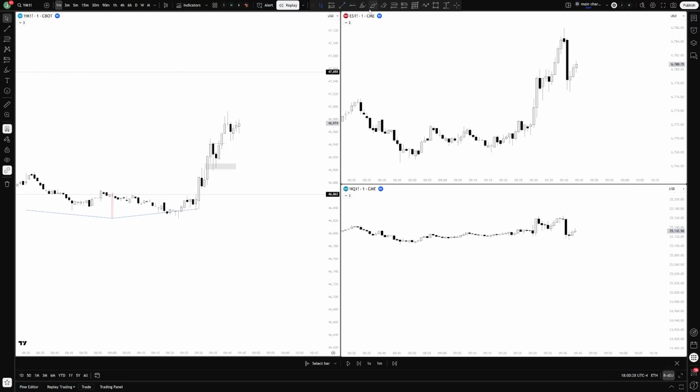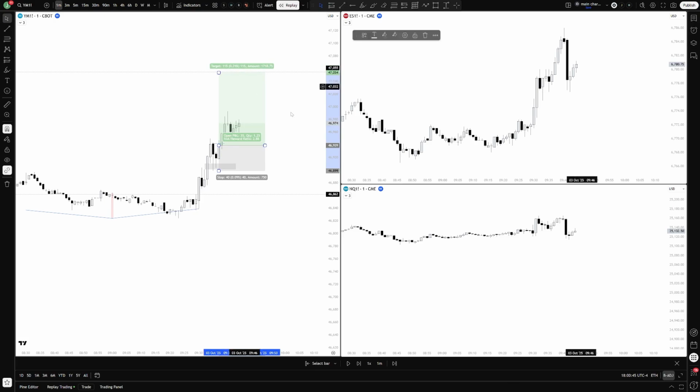this SIST. I anticipated this SIST right here because I could have entered simply off this fair value gap, right, with my stop at these lows, but instead I anticipated this SIST here, and my position looks something like this with my stop at these wicks and my TP at the high.